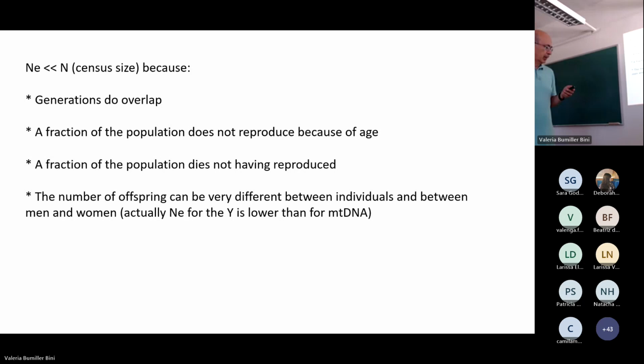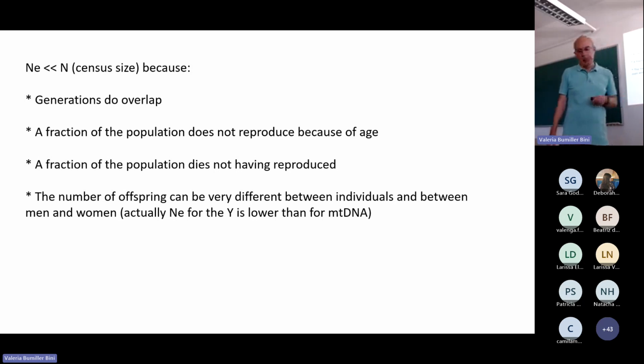A fraction of the population dies childless, and they should also be discounted from the population size in genetic terms, or in population genetic terms. And the number of offspring can be very different between individuals.